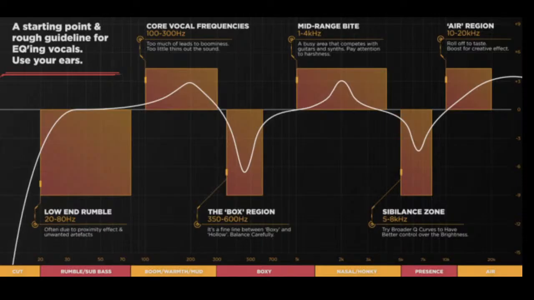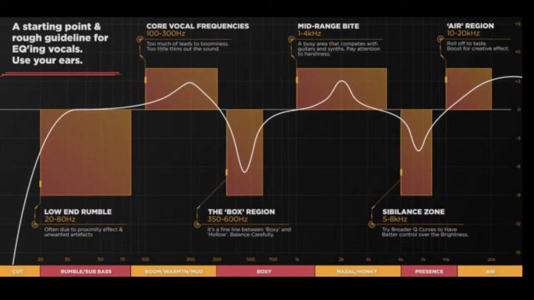So low end rumble, 20 to 80 hertz, often due to proximity effect and unwanted artifacts. If somebody as an artist is up too close to the microphone, you could probably hear it if I do it. If I get too close, it gets that proximity effect. So you really want to have a good distance from the microphone when you're recording it. But if you do run into that when someone sends you a vocal mix, then just make sure that you're addressing that as needed.